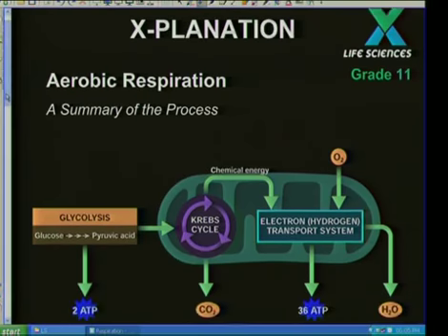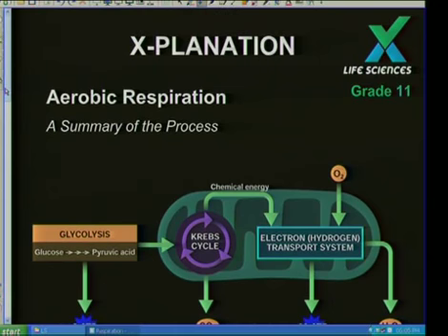Now a summary. A simple summary of what we've been talking about all the time. Guys, the idea of putting these slides here is to form a mind map in your mind.